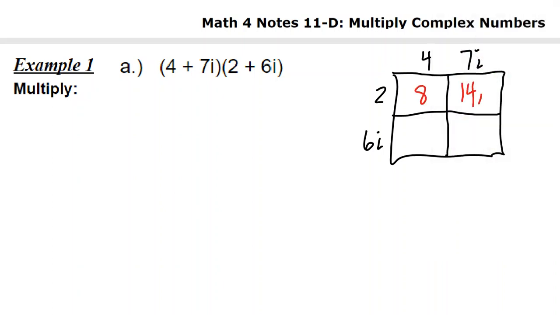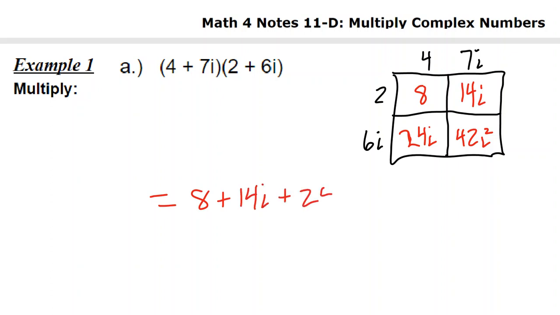Now, by the time I finish multiplying 6i times 4, that's 20. Wait a minute, no. Plus 6i, yeah, okay. That's 24i. And 6i times 7i is 42i squared. Now, that's one place people have a tendency to screw this up, is they forget i times i is i squared.